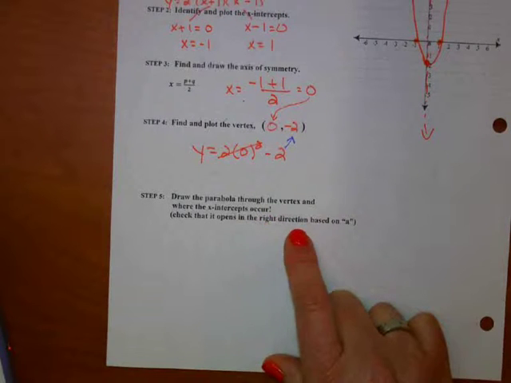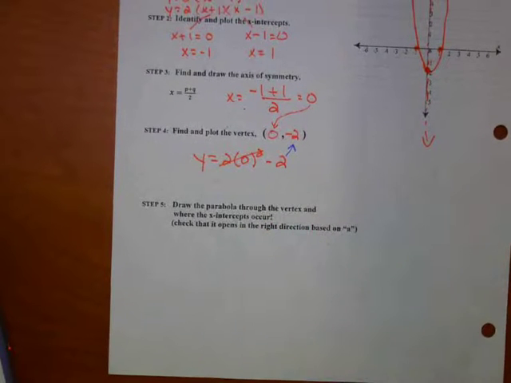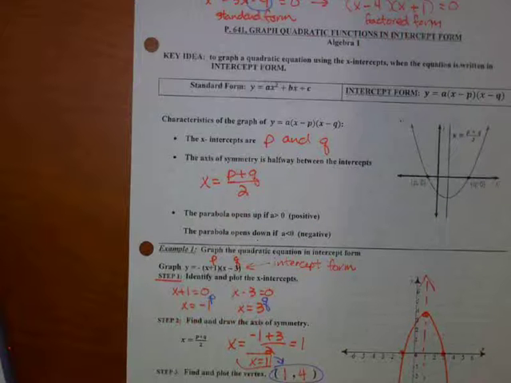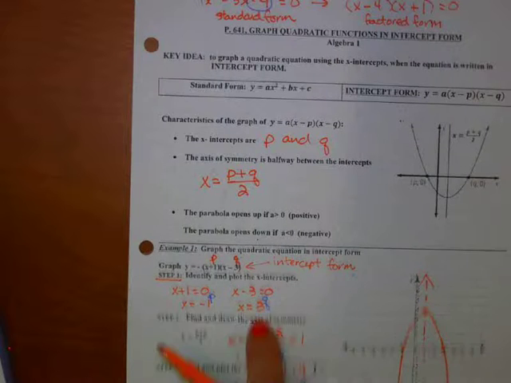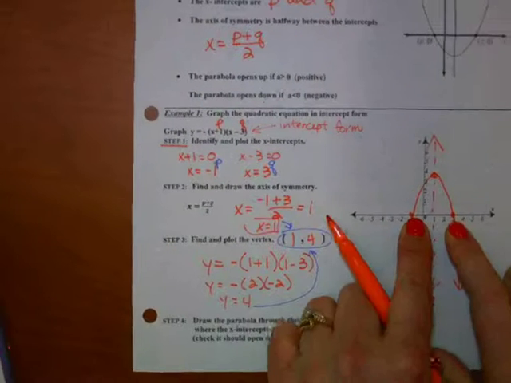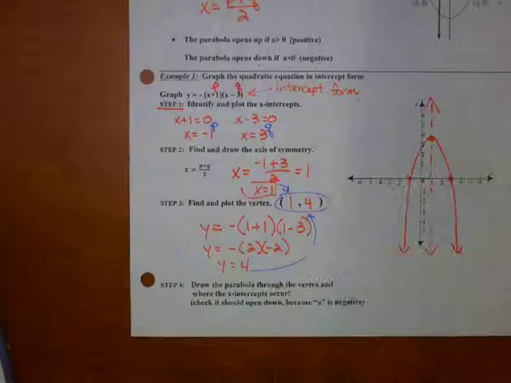So, draw the parabola through the vertex and where the x-intercepts occur. Check that it opens in the right direction. We did all that. Make sure it's in factored form, right? Hey, let me summarize and then I'm going to let you go. Make sure it's in factored form. Then you can identify the x-intercepts. Then you find the axis of symmetry. Then you find the vertex and you draw it.